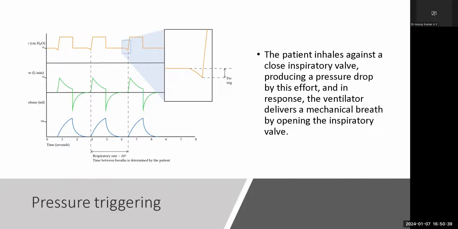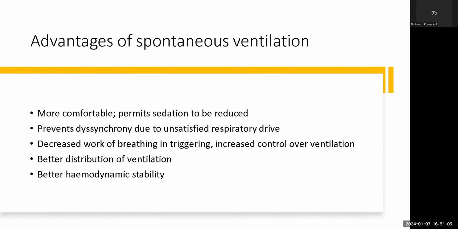In pressure triggering, which I've already explained, the patient inhales against a closed inspiratory valve, producing a pressure drop by this effort, and in response, the ventilator delivers a mechanical breath by opening the inspiratory valve. So when to open the inspiratory valve is sensed by the machine. So we are fine tuning that using this pressure triggering or volume triggering, and again keeping the settings on that.